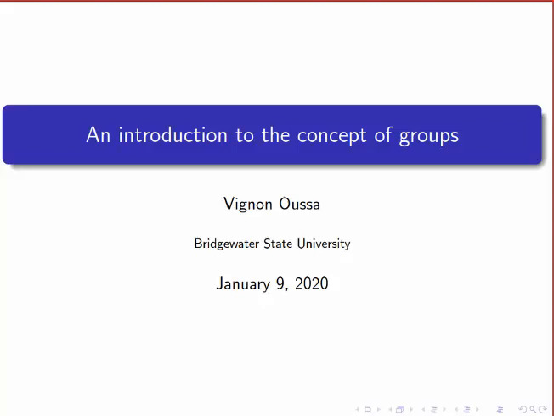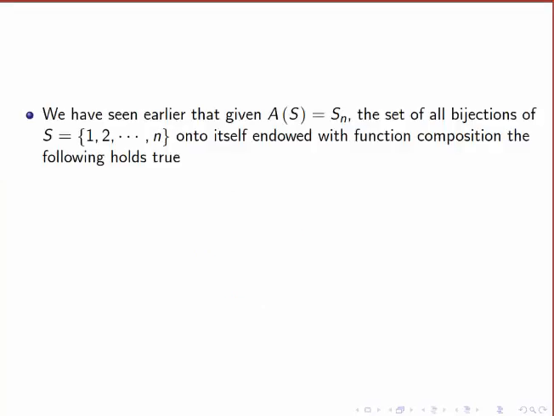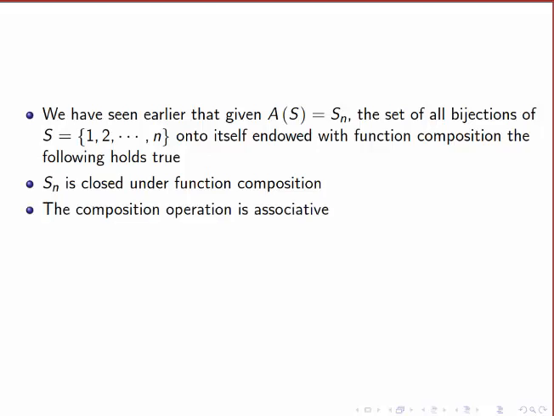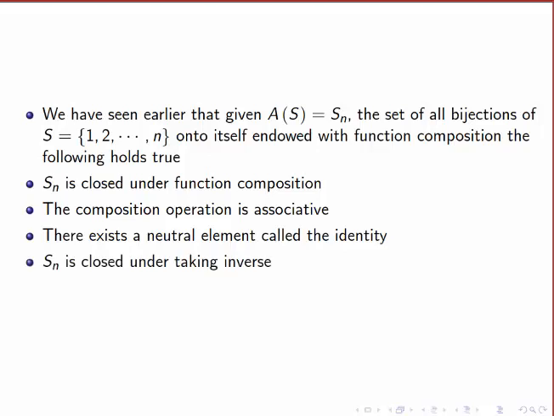Right, so the main aim of this lesson is to give a very thorough introduction to the concepts of groups. We have seen earlier that Sn, which is the set of all bijections of a set containing n elements onto itself, endowed with function composition, satisfies all of the following properties. The set is closed under function composition. The composition operation is associative. There exists a neutral element called the identity element. We've seen that Sn is closed under taking inverses.